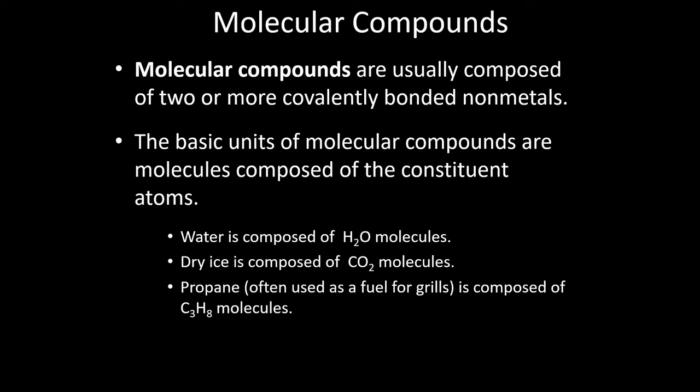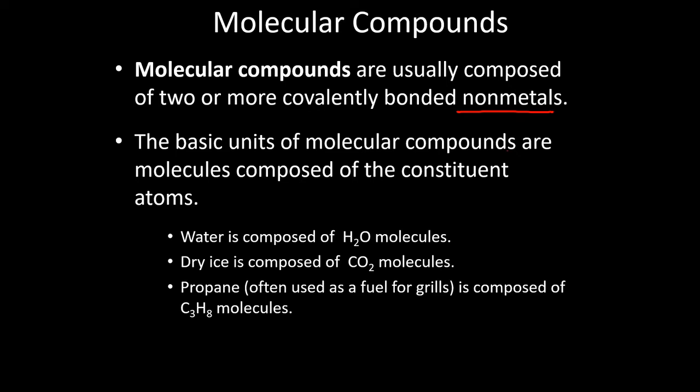And again, the key here is the nonmetals. We can only have nonmetals in these molecules. If we have metals, then it will have to have ionic bonding. Metals don't do covalent bonding. So we're going to have only nonmetals in these kinds of molecules. The basic unit of molecular compounds is just the individual molecules. It's pretty straightforward. The basic unit of water is just H2O. The basic unit of dry ice, which is carbon dioxide, is just CO2.